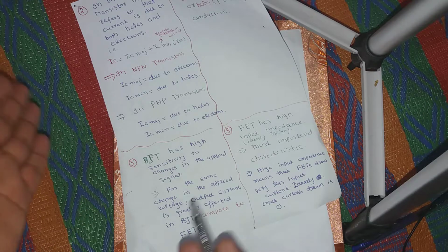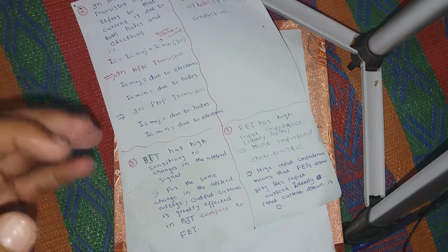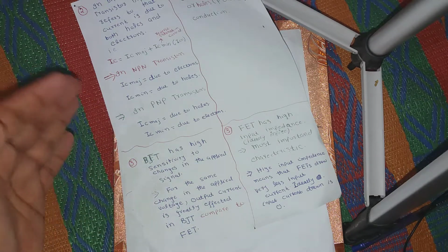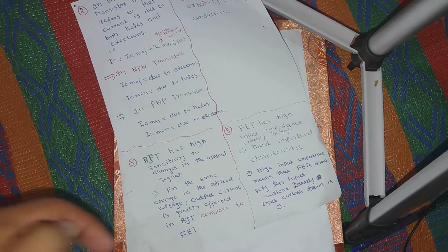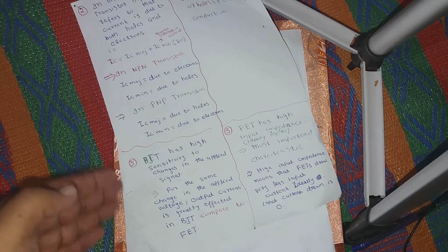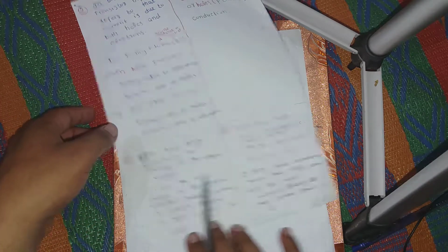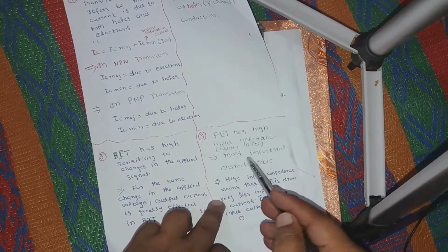Okay, in case of BJT, while in case of FET, the change in the input voltage doesn't really affect the output current too much. So for the same change in the applied voltage, output current is greatly affected in BJT compared to FET, which means that BJT is really sensitive to changes in the applied signal, right?